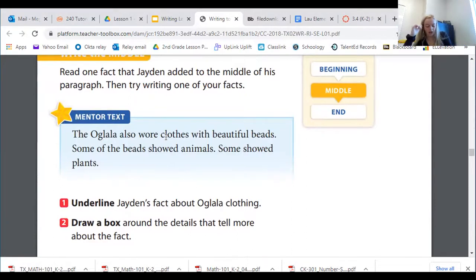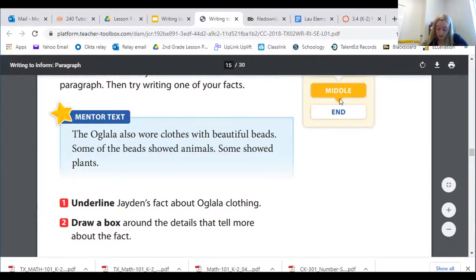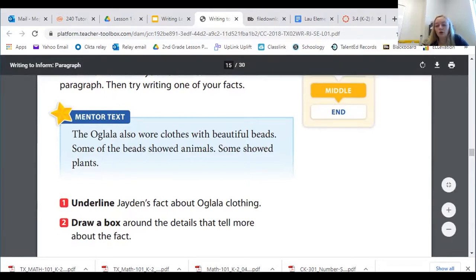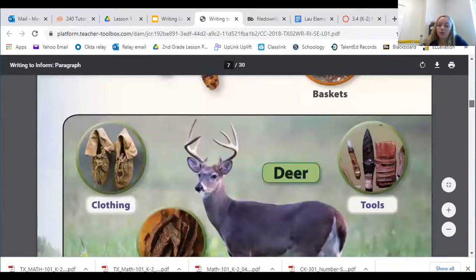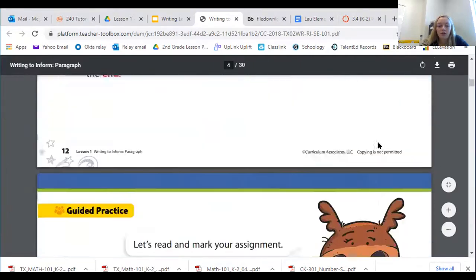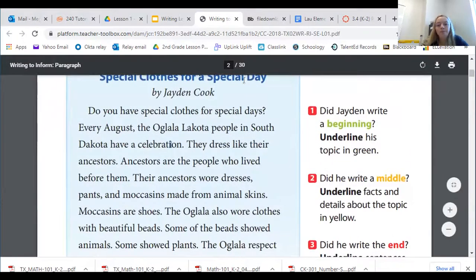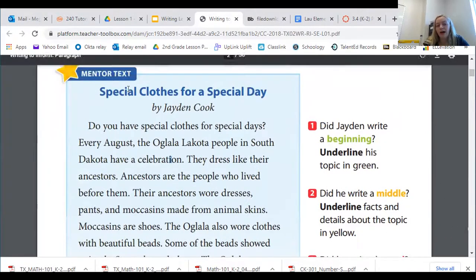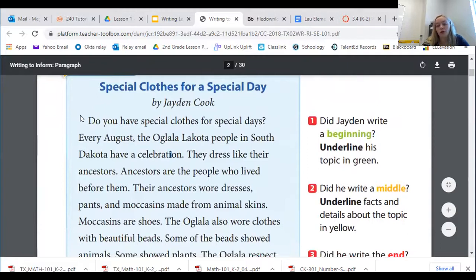And I'm going to ask you a couple of questions. My first question is, what fact does Jaden include in the middle of his paragraph? So again, if you need to go up to page 11 to find it, that is perfectly fine. As a matter of fact, let's just read it together so you can pick out a fact from the middle if you don't have one underlined.